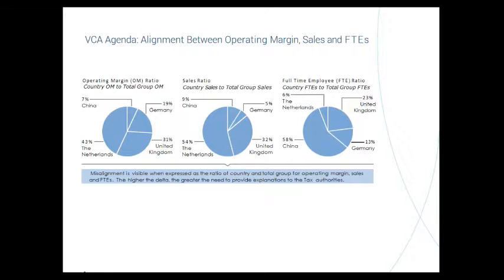If we look at the first pie chart on the operating margin, in this example, China has an operating margin of 7%, whereas the Netherlands has an operating margin of 43%. If you go to the next pie chart, we see that China has 9%, whereas the Netherlands has 54%. But in the last pie chart, we see that the majority of people are working in China, whereas a small percentage of the total number of worldwide employees is working in the Netherlands. This could trigger questions from the Chinese tax authorities, as they could judge that there is a misalignment between profit allocation and value add.